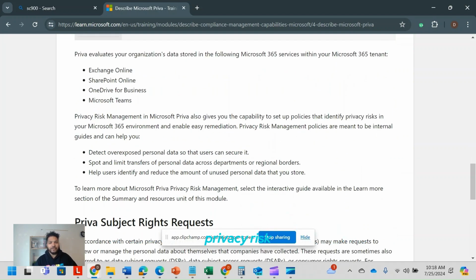Right? Privacy risk management policies are meant to be internal guides and can help you detect overexposed personal data, and spot and limit transfers of personal data across department or regional borders. Right? So we have personal data in Germany, we're not sending that data out elsewhere. Right? Help users identify and reduce the amount of unused personal data that they're storing. Right? So what is Priva Subject Rights Request?